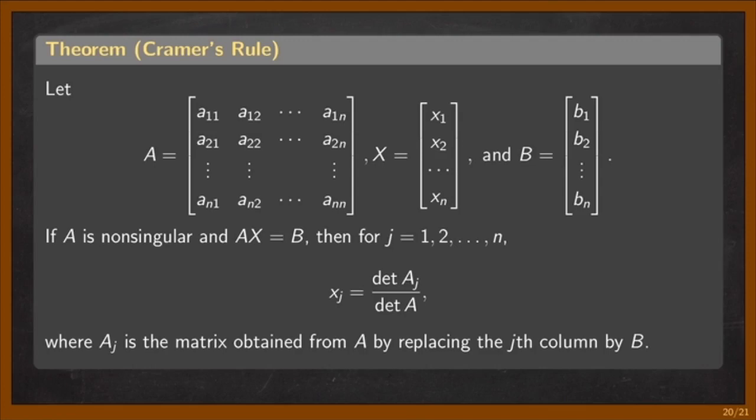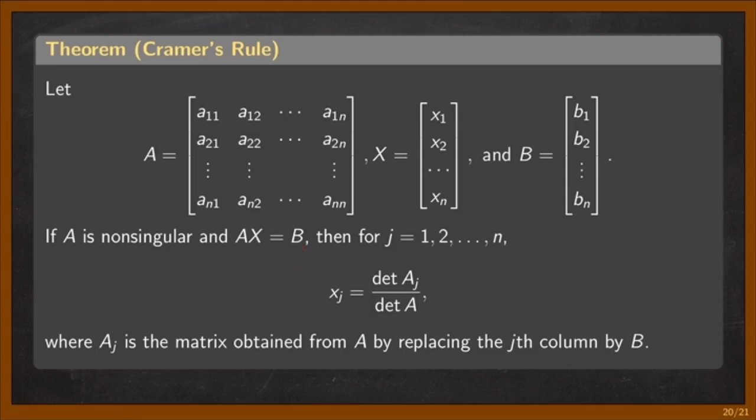So here, you get Ax equals b. To get the value of x_1, for example, you divide the determinant of A_1 by the determinant of A. You want to know x_2, you divide the determinant of A_2 by the determinant of A. Again, how do you get A_j? It's the matrix obtained from A by replacing the jth column by the column b.